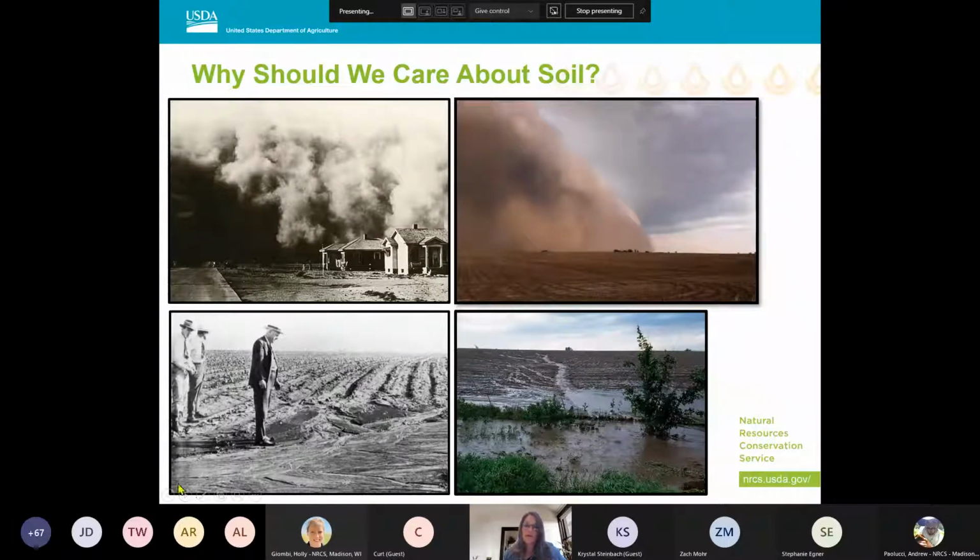So look over here on the right-hand side of your screen, and it doesn't look a whole lot different. That top right is a picture in Iowa, recently. So we're still faced with these resource concerns of water and wind erosion. Bottom right here, we've got water erosion. So where does that water go? It goes into our streams and our ditches, and it's not very clean. So we have water quality and air quality issues.